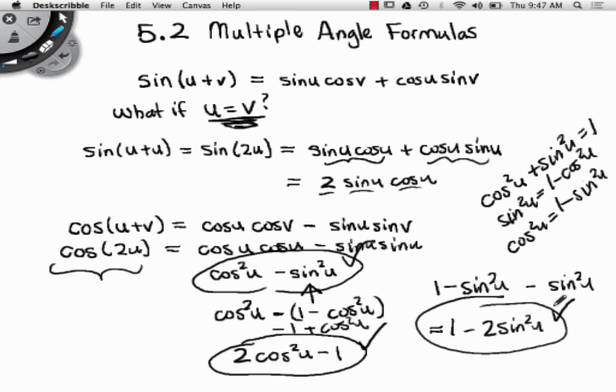My question is, what is easiest to use? I usually gravitate towards this one. I like that one personally because it keeps cosines in terms of cosines. That's why I like it. You do need to know all 3 because sometimes you'll have an expression that looks like this and you'll need to know how to change it.